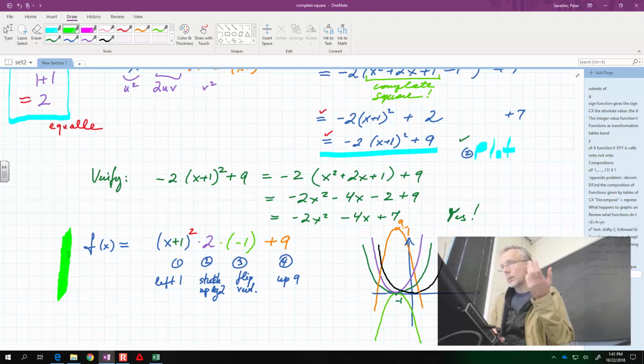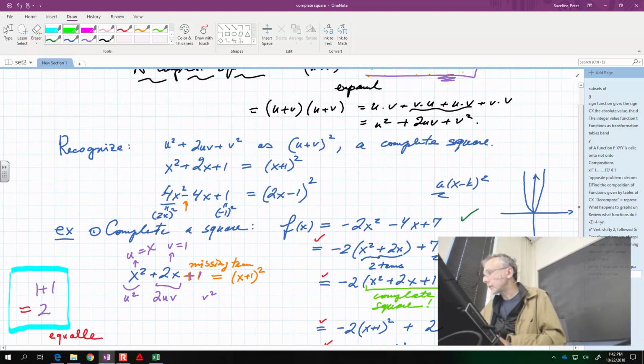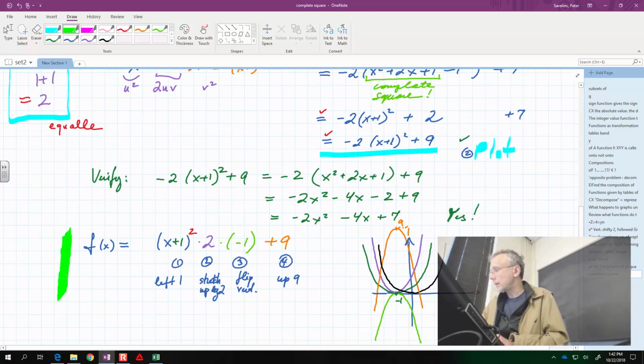Okay, so we'll probably have to come back to completing a square more than once. But for the time being, we'll move on to the next topic, and it actually grows out of this topic. Are there any questions about this?